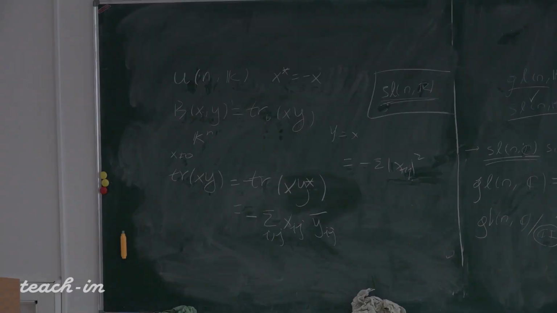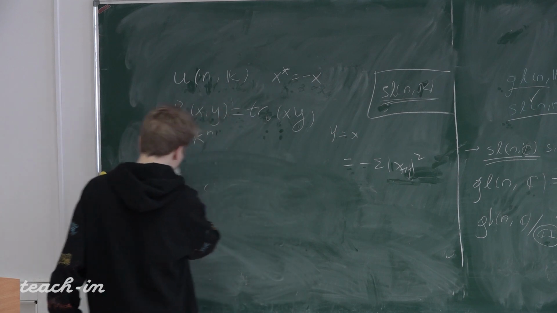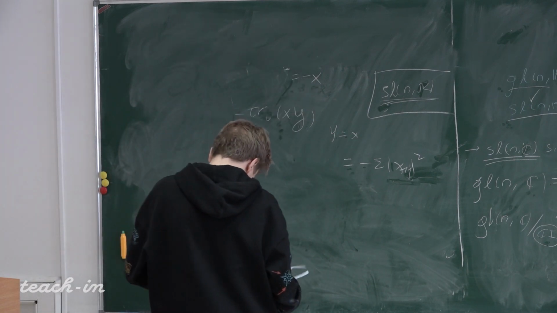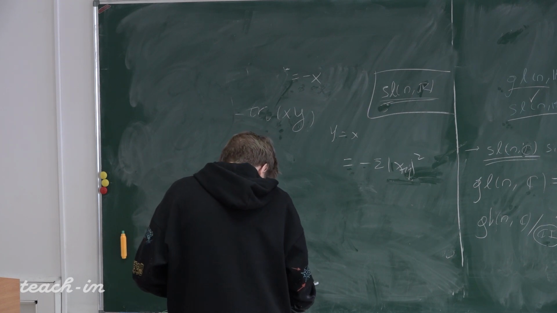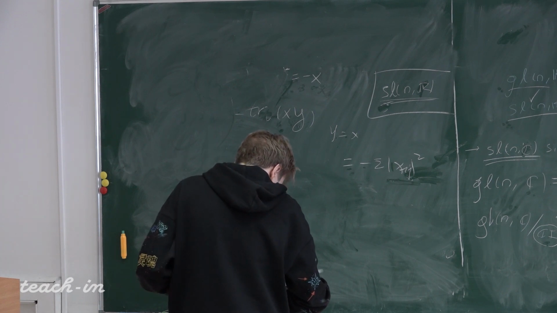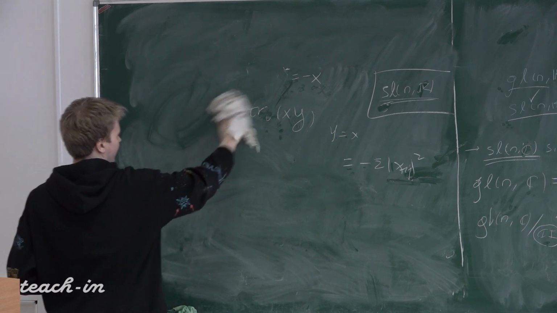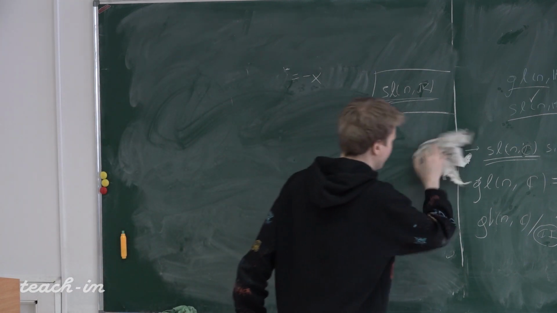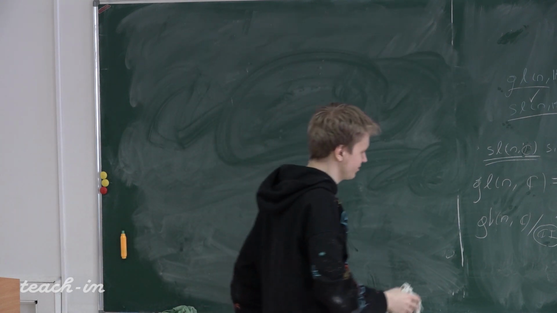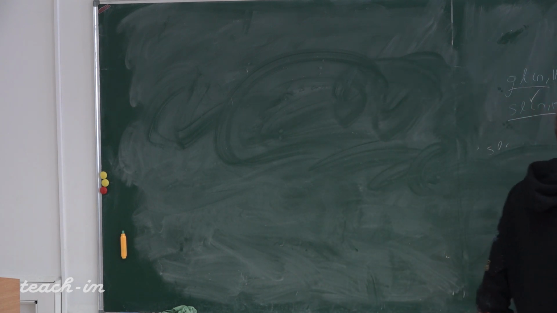Okay. What I want to prove is that if we have a simple or semi-simple Lie algebra, and we have two non-degenerate invariant bilinear forms, then these forms can differ only by a constant.